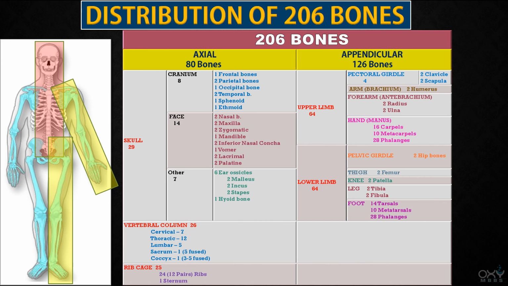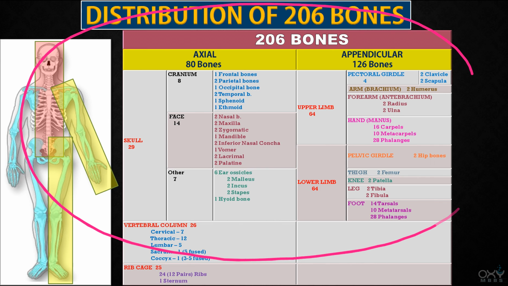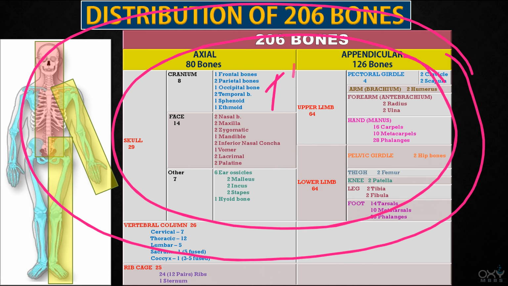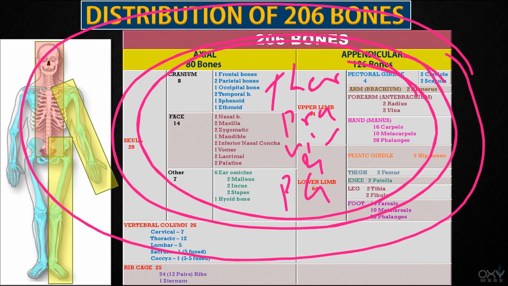So friends, this was the superficial overview of our skeleton, and as these bones are very important from the theory, practical, Viva and PG entrance examination point of view, that is why we will discuss all these bones in detail in our upcoming videos.